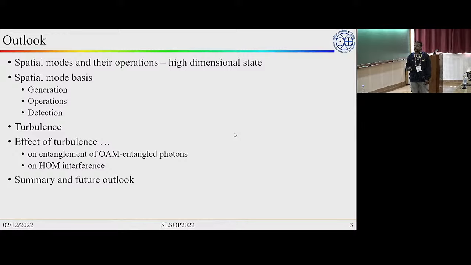These are the two properties I'm going to show that are affected by turbulence: entanglement, so orbital angular momentum entanglement. I will show how we create it, how we introduce turbulence, and how we measure the entanglement, or the Hong-Ou-Mandel interference. Then I will summarize my talk and give a bit of the future outlook. As most of you know, I joined PRL one year back and I have got some facilities here, so I will tell you a bit of my plan for how I am going to use them.